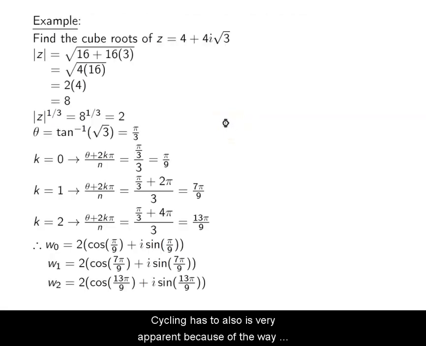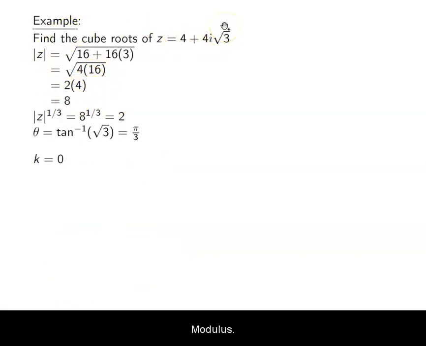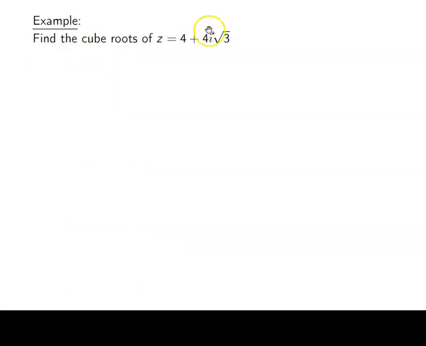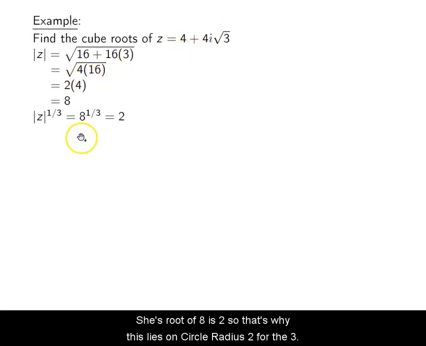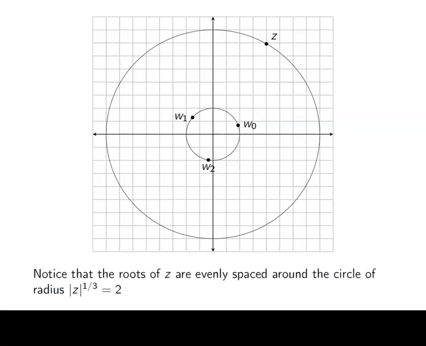Also, it's very apparent because of the way that these work. Look at what their modulus is. The modulus is 2. Here, the modulus was 8, so this lies on a circle of modulus 8. The cubed root of 8 is 2, so that's why the 3 complex roots lie on a circle of radius 2. Again, the complex roots will always be evenly spaced around the circle that has a radius that is the nth root of the modulus of our complex number.